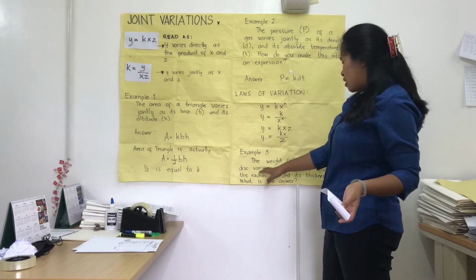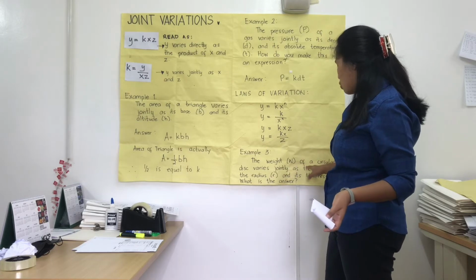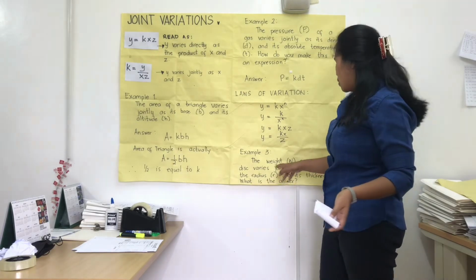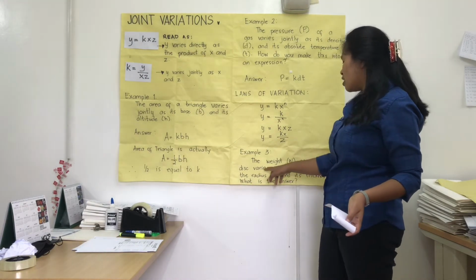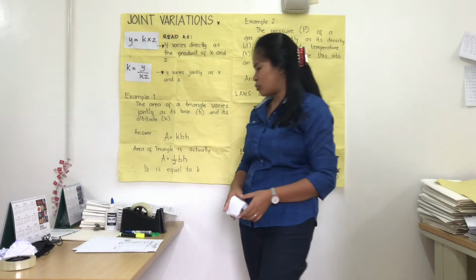So, we are asked about the weight W of a circular disc which varies jointly as the square of the radius r and its thickness. So how do we make this into an expression?